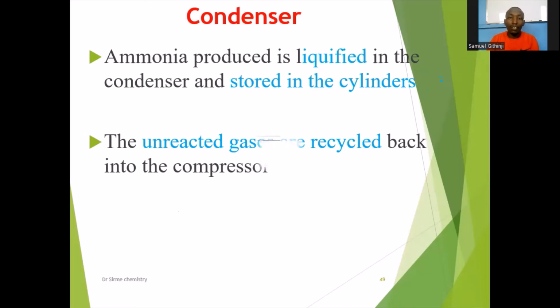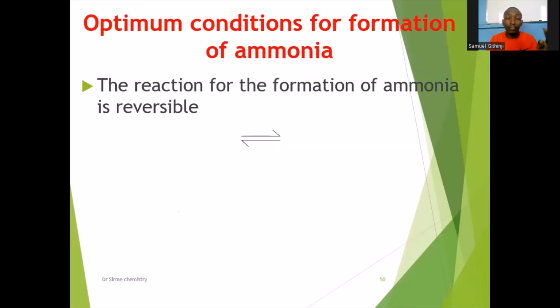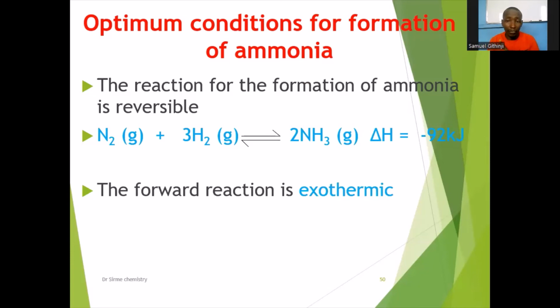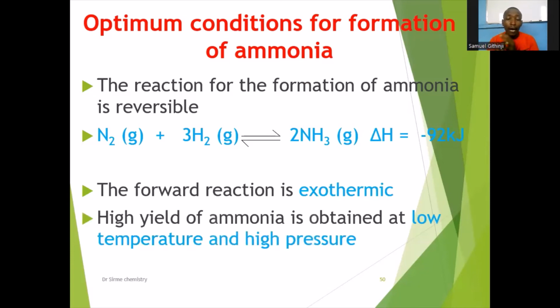Good. If we talk about the optimum conditions, the reaction between nitrogen and hydrogen to form ammonia is reversible. Yes, it's a reversible process, you can see, and it's exothermic actually. So we can borrow some ideas from Le Chatelier's principle and see what exactly happens if we change some conditions here. The forward reaction is exothermic, and that tells you if we want to obtain a high yield of ammonia, we can only obtain it at low temperature. If you heat, you discourage the forward reaction. You are encouraging the backward reaction.